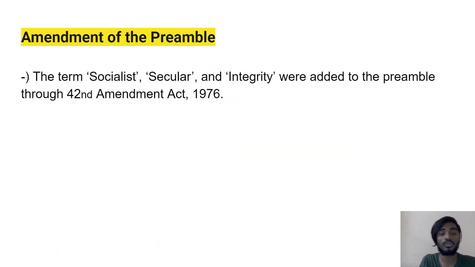So this is all you need to know about the preamble to the Indian Constitution, and the detailed study material or notes of this particular class is already shared with all our students. Make sure that you go through the entire material and follow it religiously, and make sure that you remember the entire preamble verbatim.